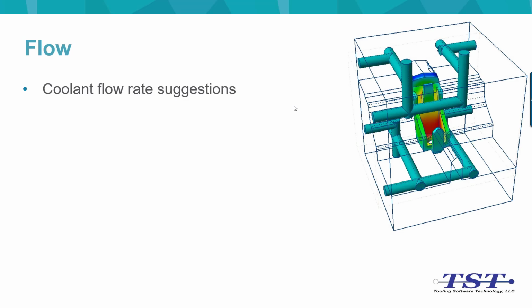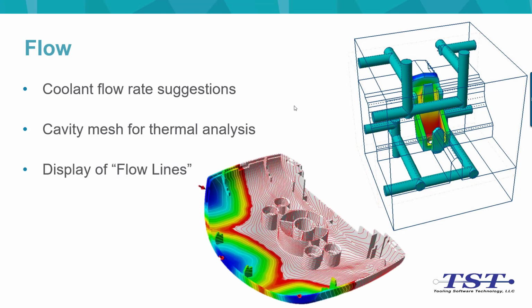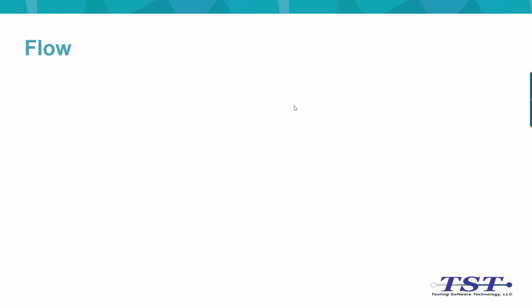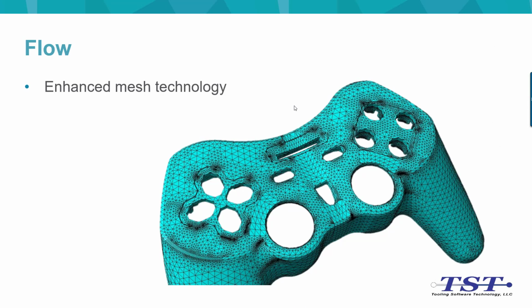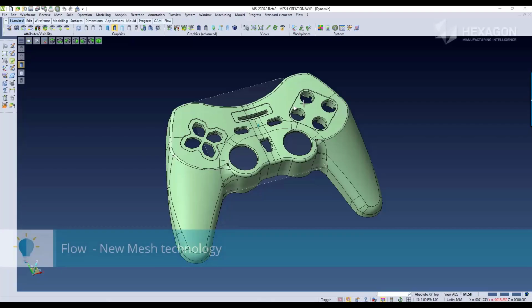So now we'll go into the flow features. We have coolant flow rate suggestions. We can create cavity meshes for thermal analysis. We can display flow lines within our area. And we also have enhanced mesh technology. We have direct interface to Digimat from MSC. And here's just a quick example of this.